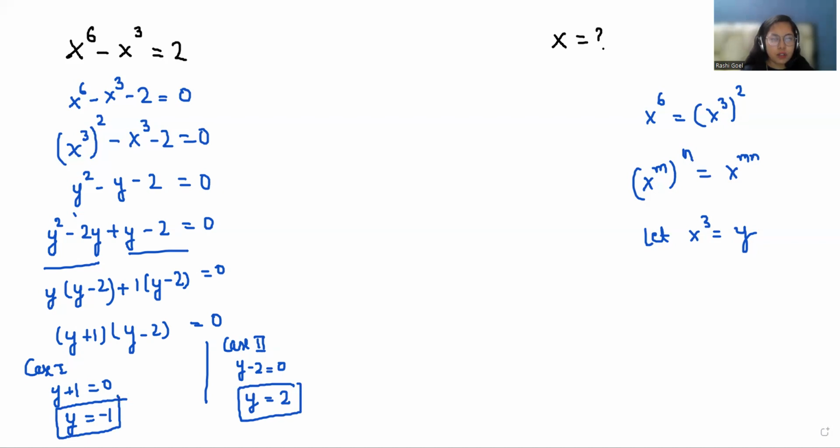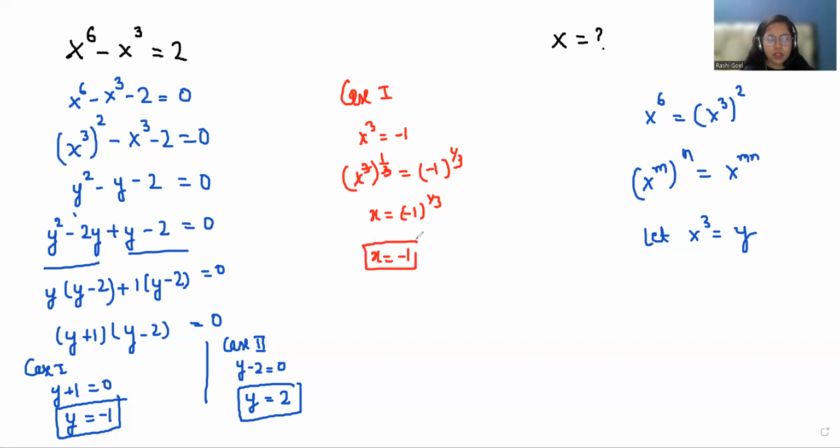So for case 1, we already know that we substituted y in place of x cube. So we are going to replace the value again in case 1. So x^3 = -1. If I take the power of 1/3 to both sides, we eliminate this. So x = (-1)^(1/3). So x = -1 in this case.